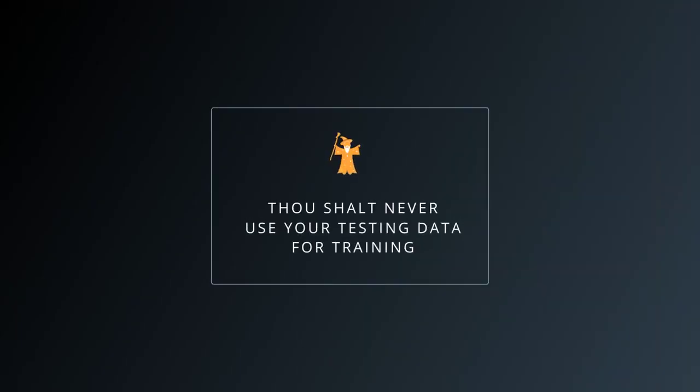Now there is a golden rule that we must never ever break. The rule says, thou shalt never use your testing data for training. This is very important. When we select some data for testing, we must put it aside and not look at it until the very end, and we should not use it to train the algorithm. This rule is actually very easy to accidentally break, and you'll see why very soon.